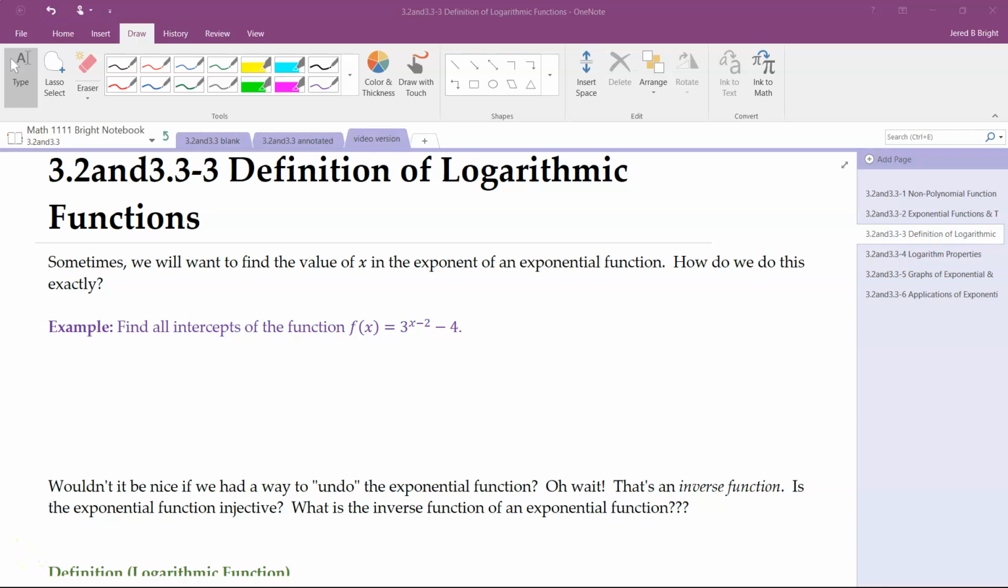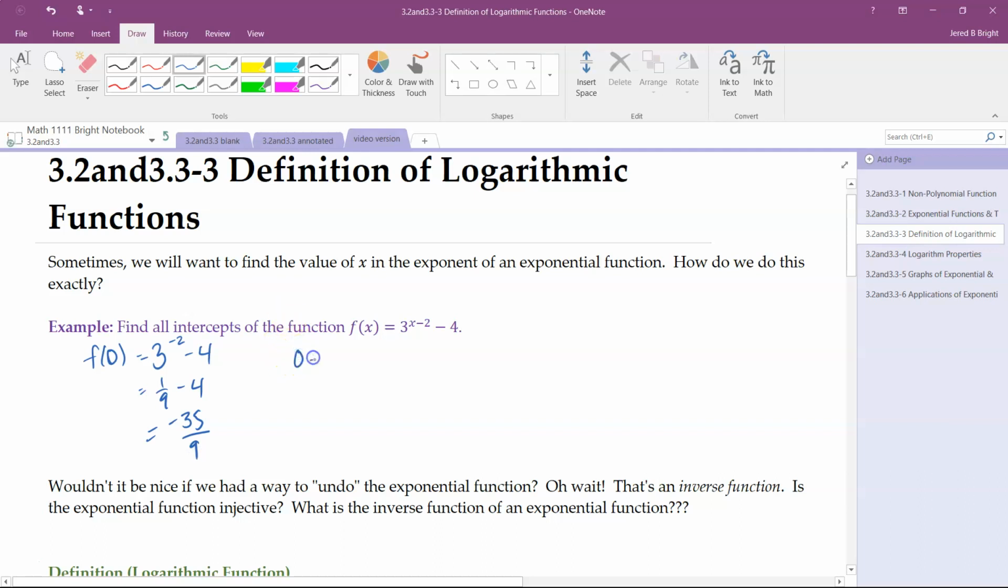Welcome back. In the last video we were looking at exponential functions, right? Sometimes we want to be able to graph them, so to find the graph we maybe want to find the intercepts. If we plug in 0, we end up getting 3 to the minus 2 minus 4. Then 3 to the minus 2 is 1/9 minus 4, and if I'm doing my math correctly, I get negative 35 over 9 when I simplify it as a fraction.